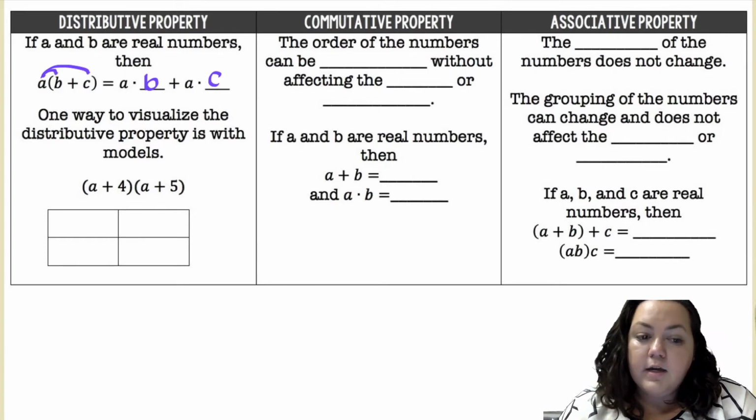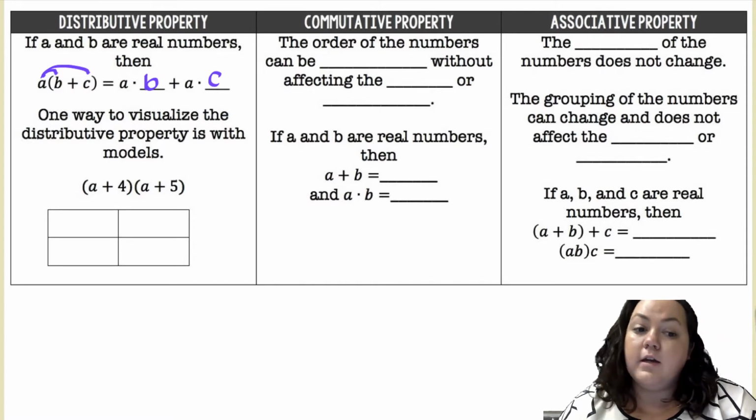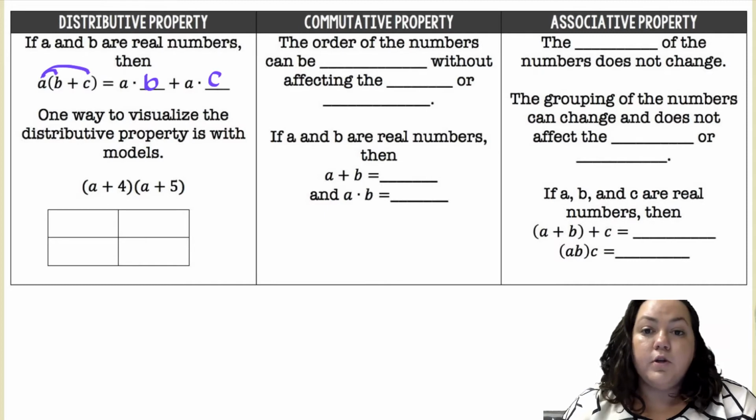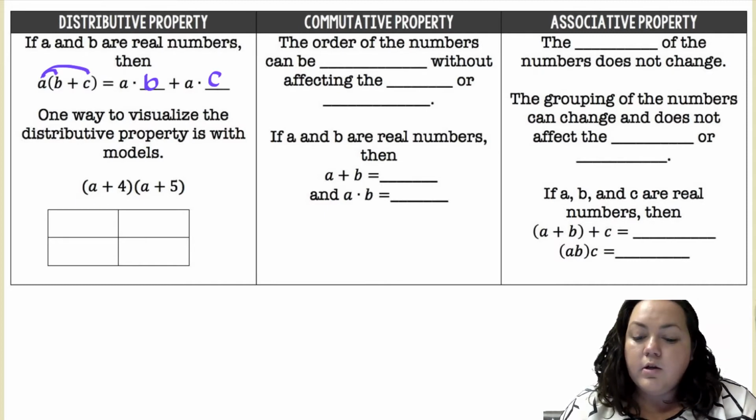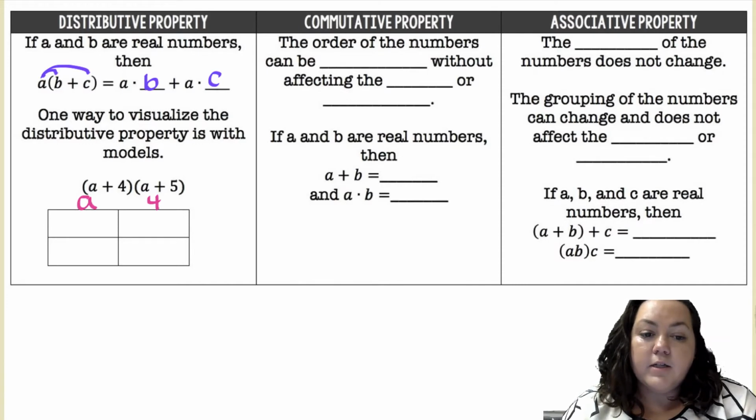So you can take this first group here, so you have A plus 4, and you would distribute that to everything in the second group. So A would go to both terms in the second group, and then the positive 4 would go to both terms in the second group. So we could draw a model. So I have A and positive 4, and then on the other side I have A and positive 5, and then I would just multiply piece by piece.